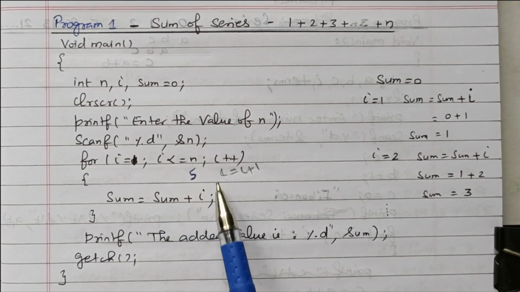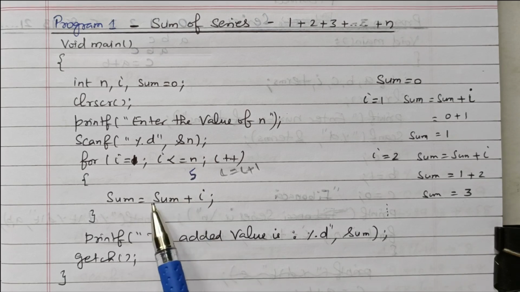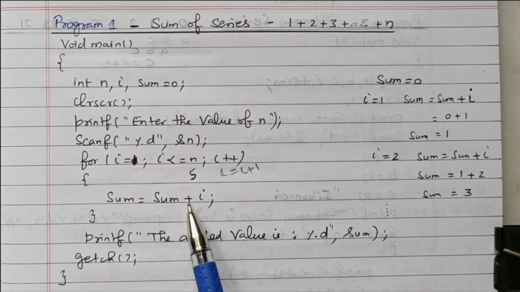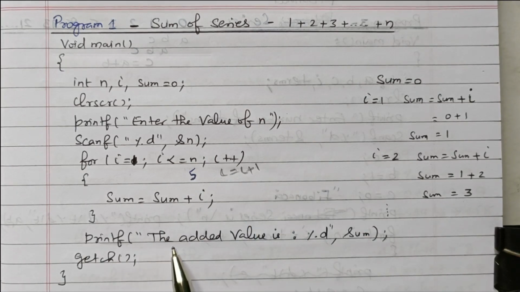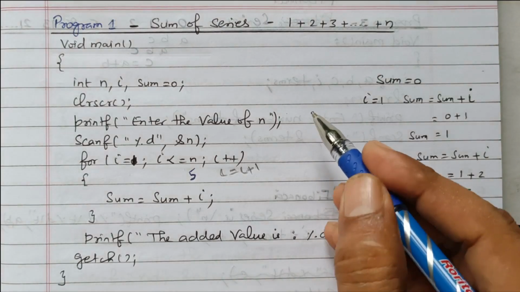So after executing all this up to this condition, the sum is added with I. So finally we will get the final answer. So printf the added value is %d, sum. So it will give the final value. So after getch we can close the program. Right. Now we'll see the output.